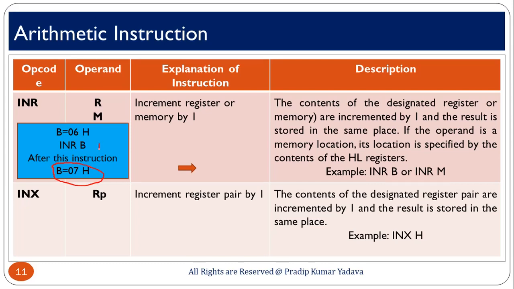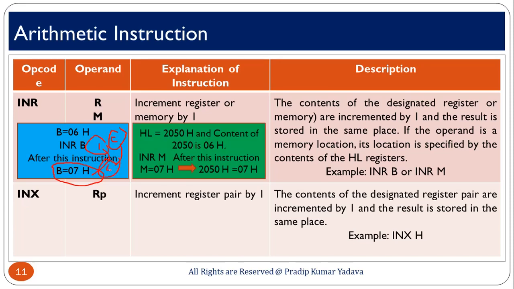Suppose you have written INR A. In that case the value of A will be incremented by 1 and that value will be stored in the accumulator itself. If we talk about C, the value of C will be incremented by 1 and the incremented value is stored in C. The same is the case with memory. Here the content of memory is 06, and after executing this instruction, the value of M will be 07 and that 07 will be stored at this memory location.